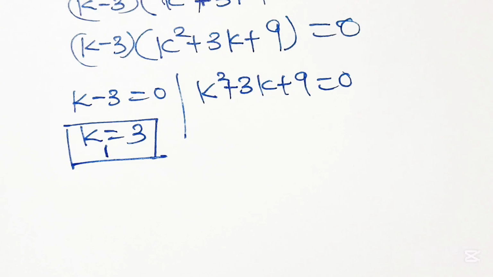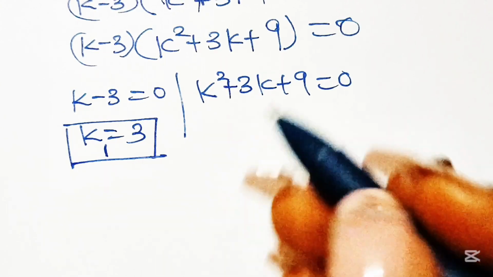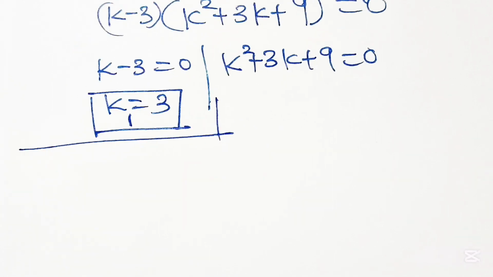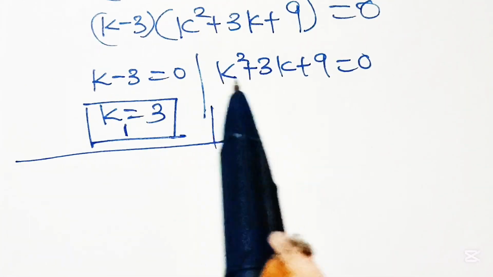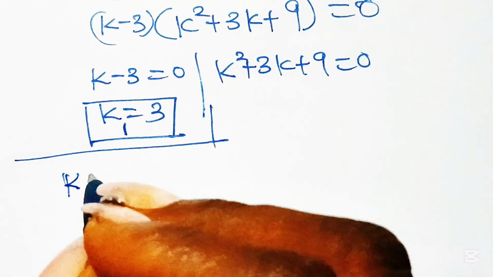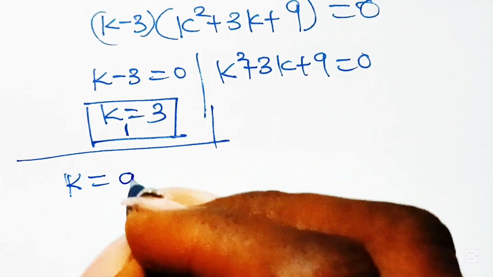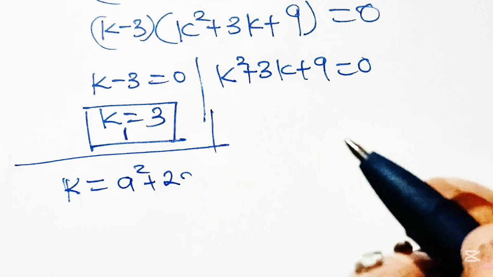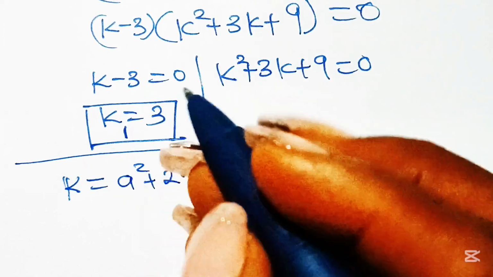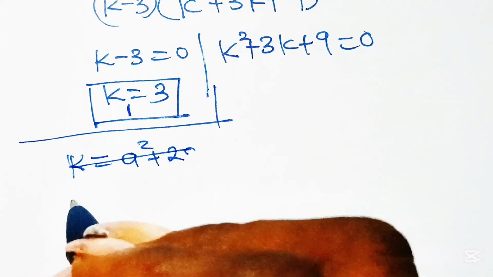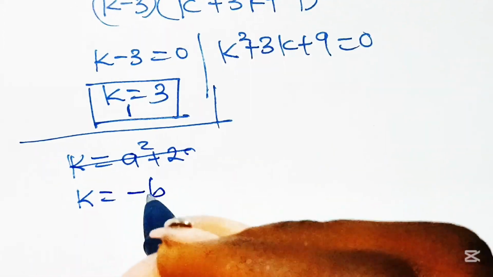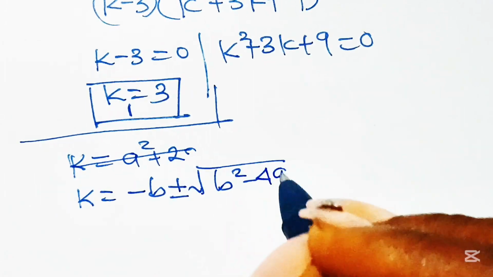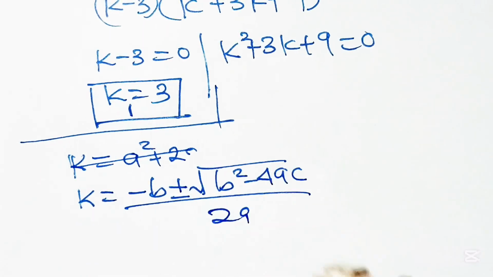Thank you very much. Now for this, you can only solve it using the quadratic equation formula. The quadratic equation formula states that k is going to be equal to minus b plus or minus the square root of b squared minus 4ac, everything divided by 2a.